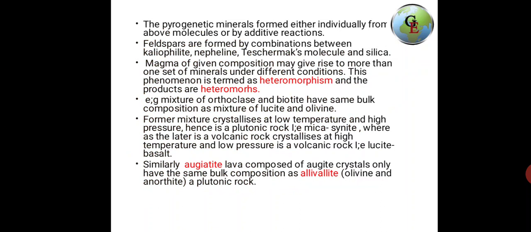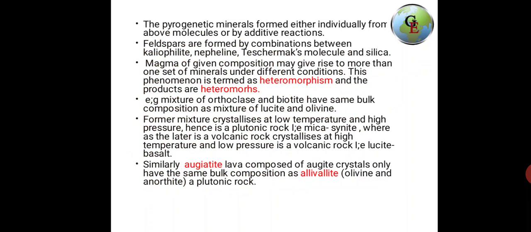The pyrogenetic minerals are formed either individually from the above molecules or by additive reactions. For example, feldspar forms from the combination of calcium phyllite, nepheline, Tschermak's molecule, and silica. Magma of a given composition may give rise to more than one set of minerals under different conditions. This phenomenon is termed heteromorphism, and the products are heteromorphous.